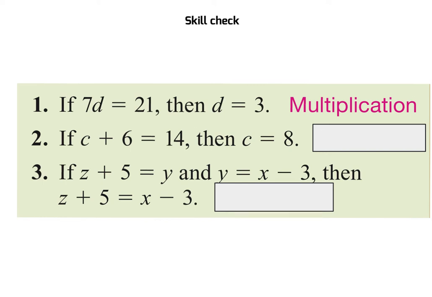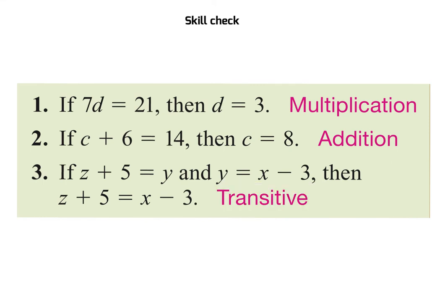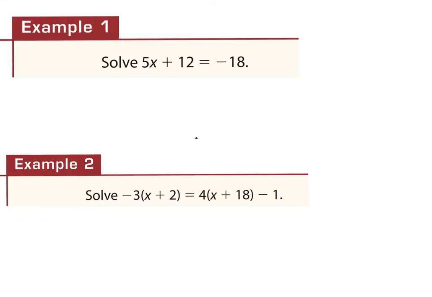They subtracted, but remember subtraction is just adding the opposite. So technically the property that you're using here is addition. Addition property of equality. If Z plus 5 equals Y and Y equals X minus 3, why can we say that Z plus 5 equals X minus 3? The transitive property.